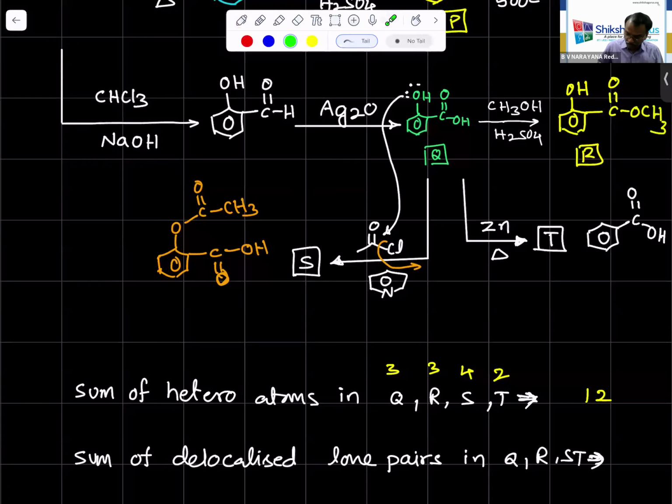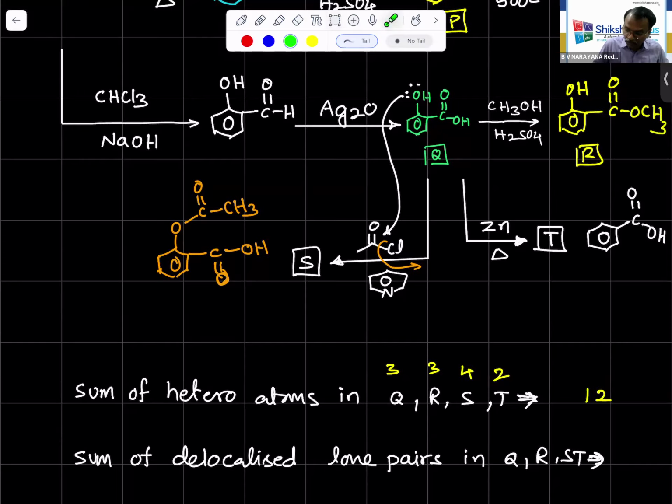Next one is the sum of delocalized lone pairs. Delocalized lone pairs. Be careful, not electrons. The question is about delocalized lone pairs. We have to count only lone pairs which take part in resonance. Now, in Q, R, S, T again you have to count delocalized lone pairs.